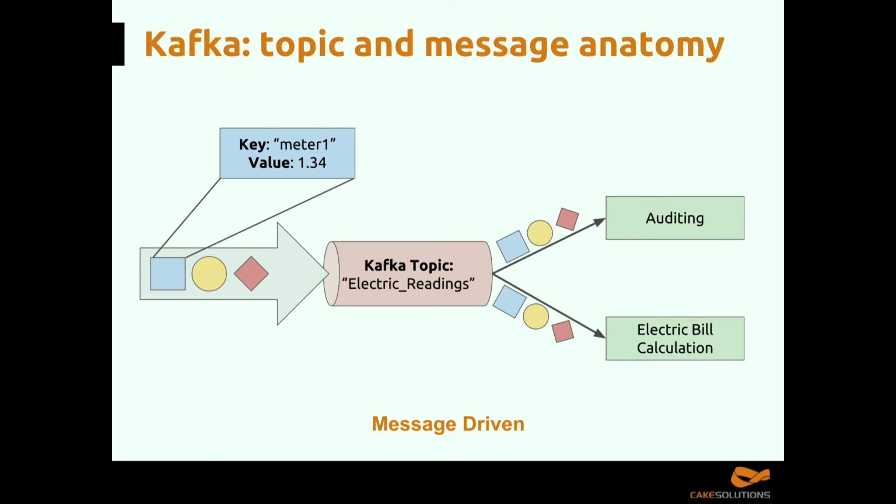A single message is composed of a key and a value, both of which can be any sort of arbitrary binary data. And in this example, the electricity readings are sent as messages with the meter ID as the key and the meter reading as the value, right? And the messages are routed to the example consumers, the auditing service and the electric bill calculation service, as shown here.